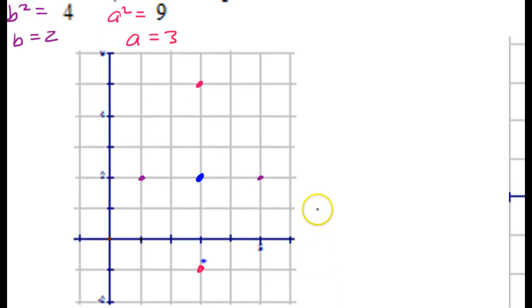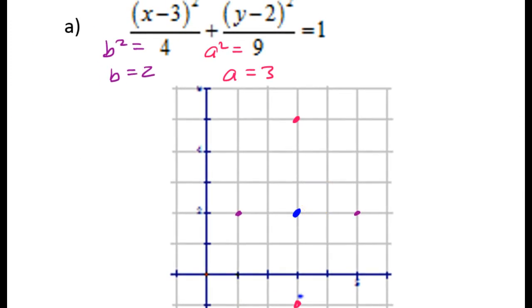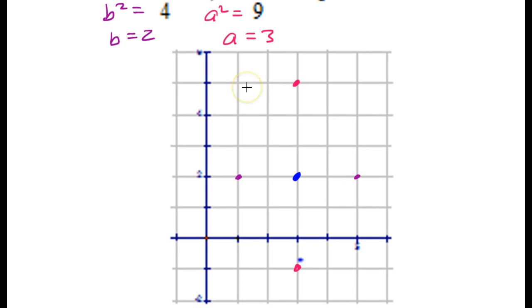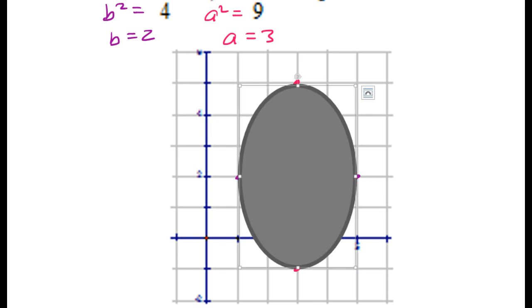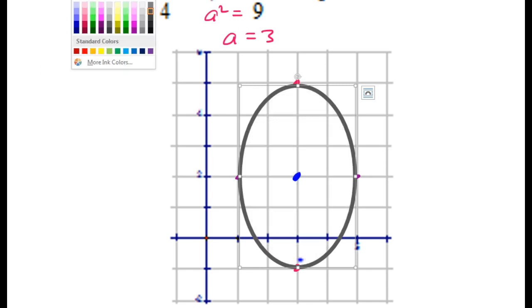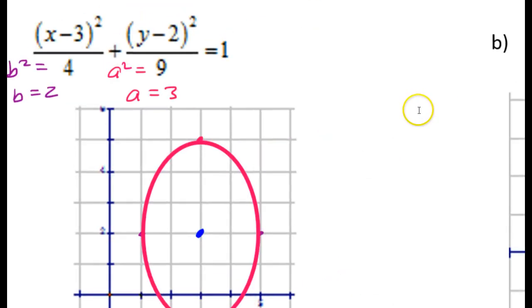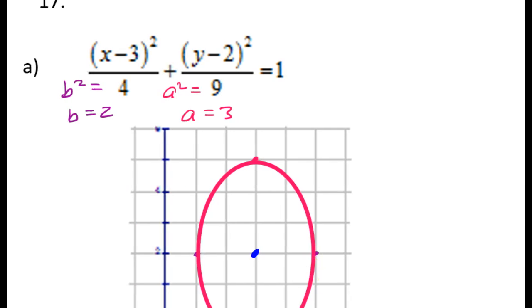Now I need to find the c value and the foci. I feel like I should go ahead and draw the ellipse now, because once you have the vertices and the co-vertices, it's easy to draw the ellipse. So let's go ahead and take a look, shall we? So there's our ellipse.